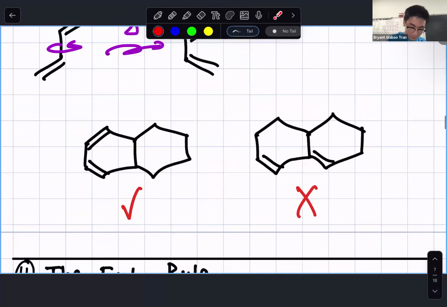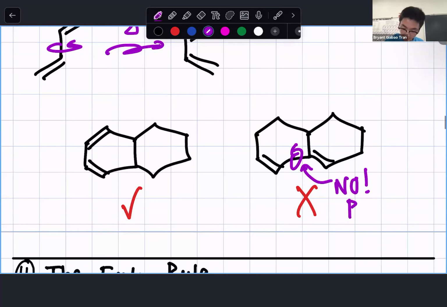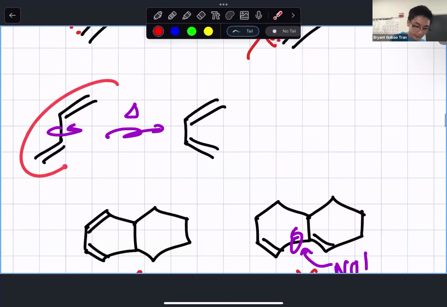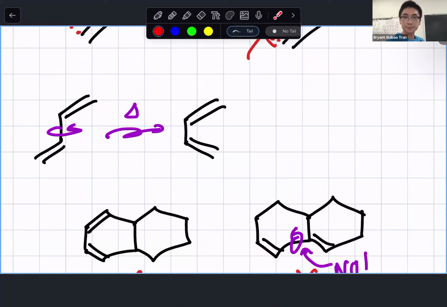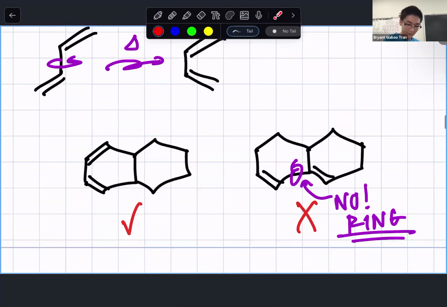Right. The one on the right here, we cannot rotate that bond and make it into S-cis because this is in a ring. In this previous case here, this was not in a ring, so we were able to rotate that single bond. Okay.